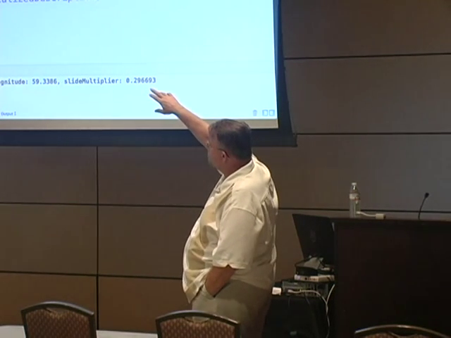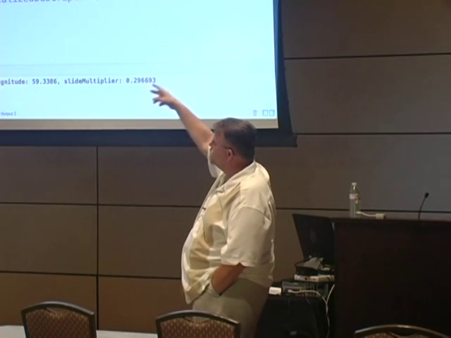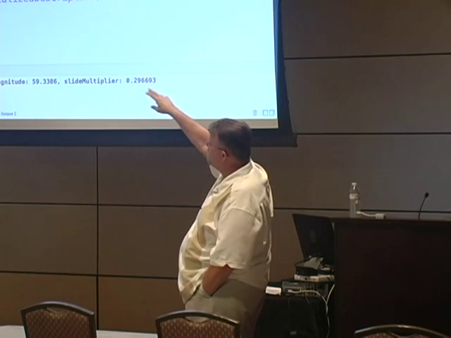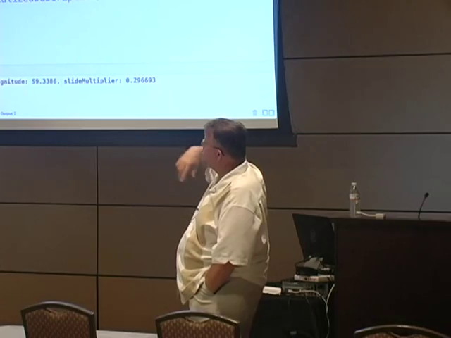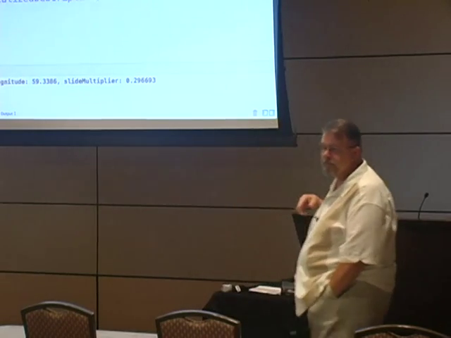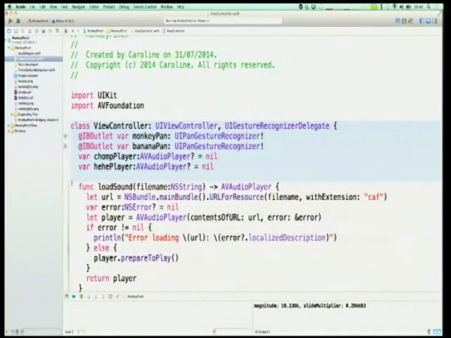So the IB outlets, these are things that connect you to the graphic environment. Here are two audio players. Notice that they are optional and they're initialized to nil. So Interface Builder talks to the monkey pan and banana pan, but does not talk to the chomp player and the hey hey player. That's the big difference there.